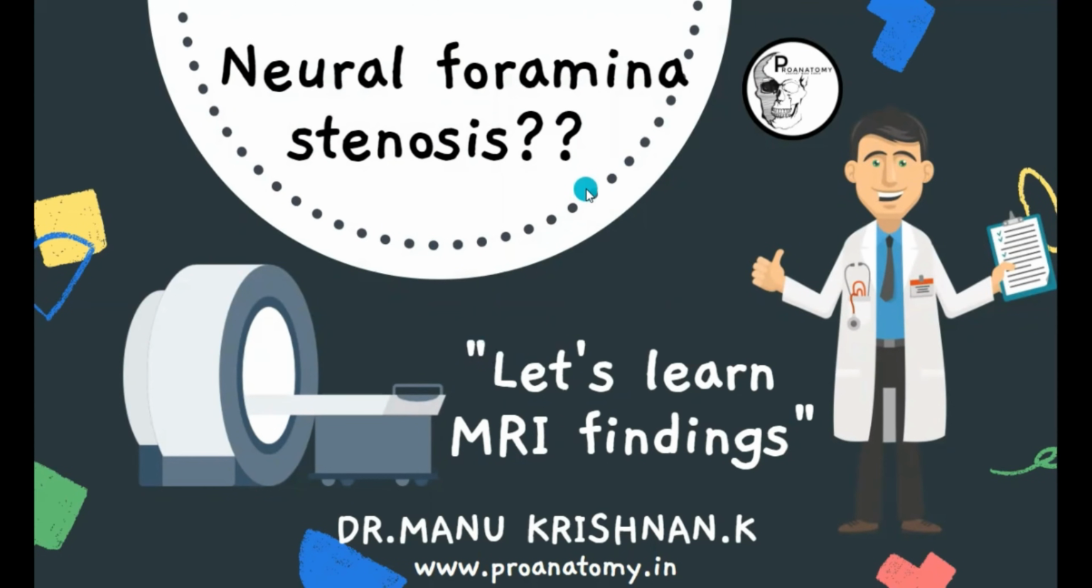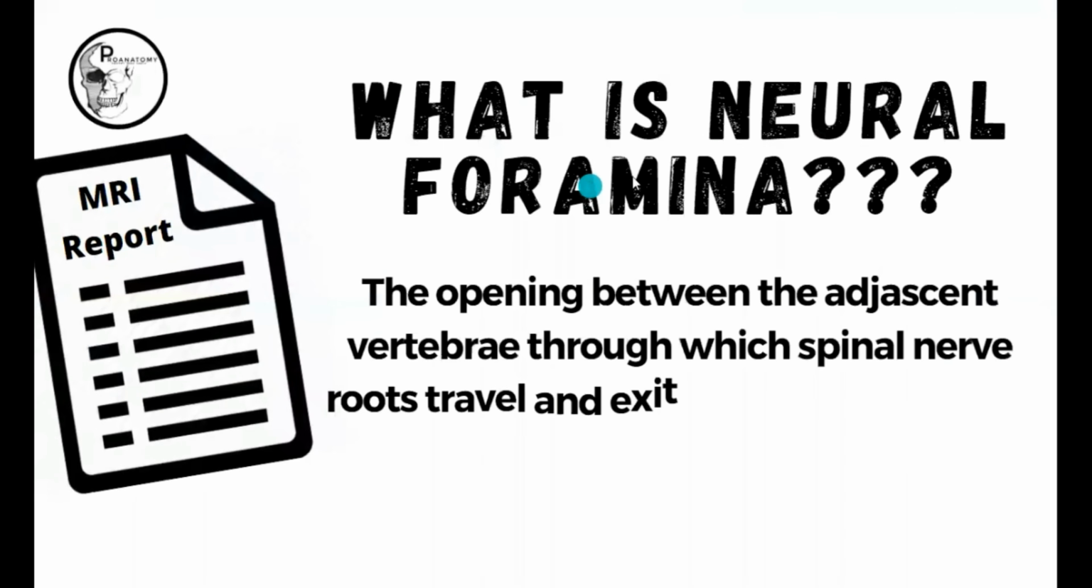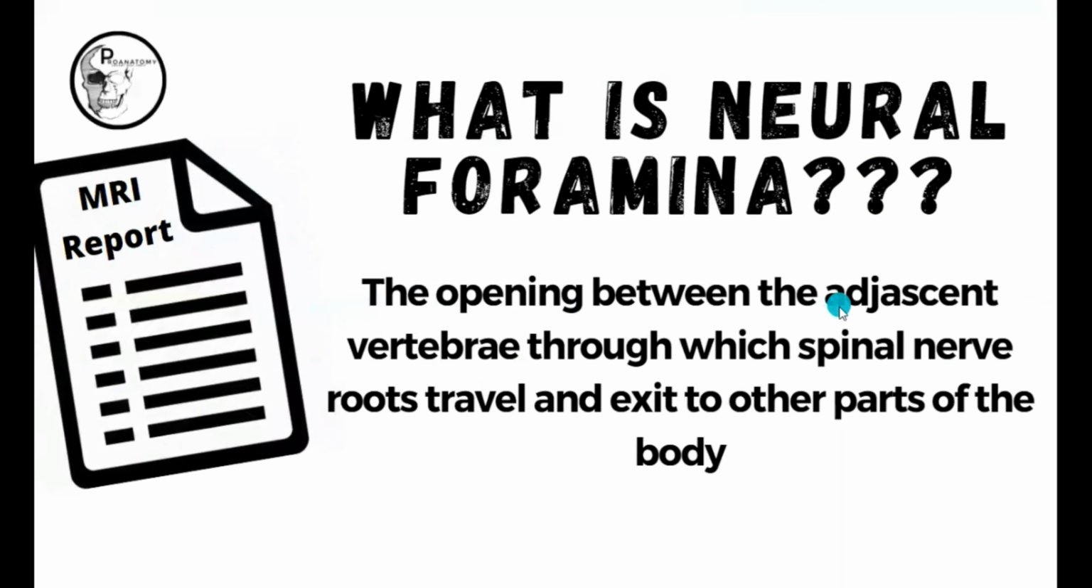Today's session on Let's Learn MRI Findings, we will be discussing neural foramina stenosis, or neural foramina narrowing. So let's discuss what is neural foramina first. The opening between the adjacent vertebrae through which the spinal nerve roots are exiting the spinal canal and giving off supply to different parts of the body is termed as the neural foramina.